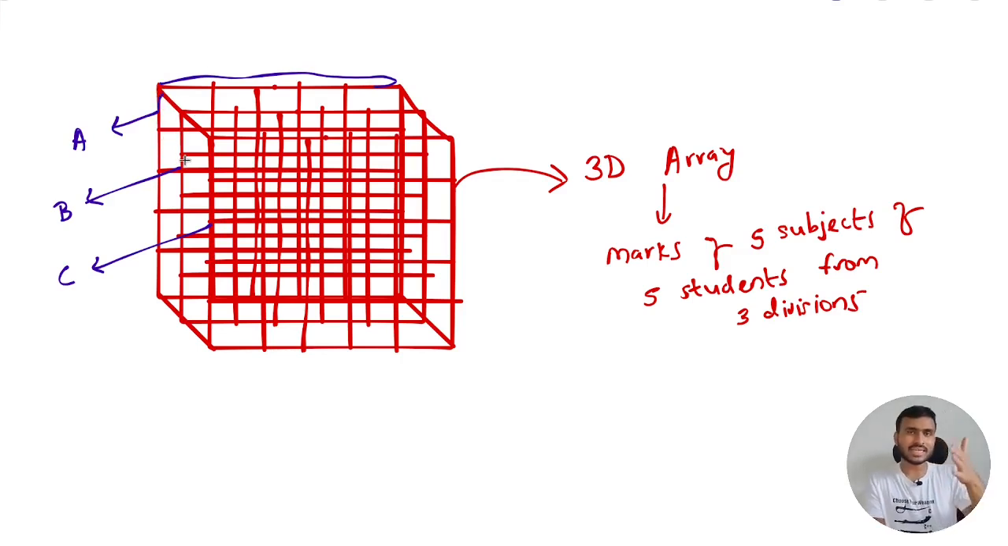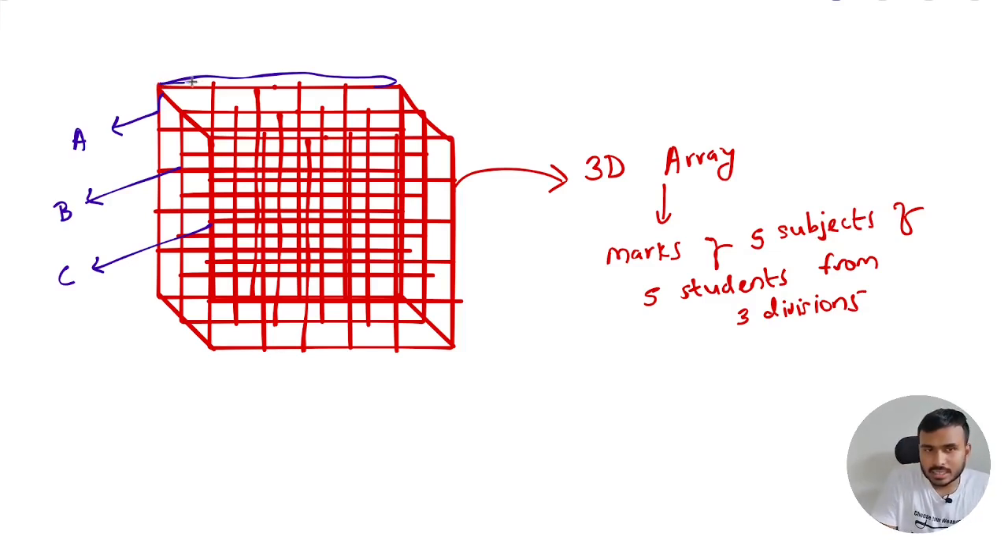So it's like we are taking multiple two-dimensional arrays and keeping them one after another, and it's creating a cube-like structure. In which scenario can this array be helpful? I have given one example over here. This array can be used to store marks of 5 students in 5 subjects from 3 divisions. Let me tell you how it is going to work.